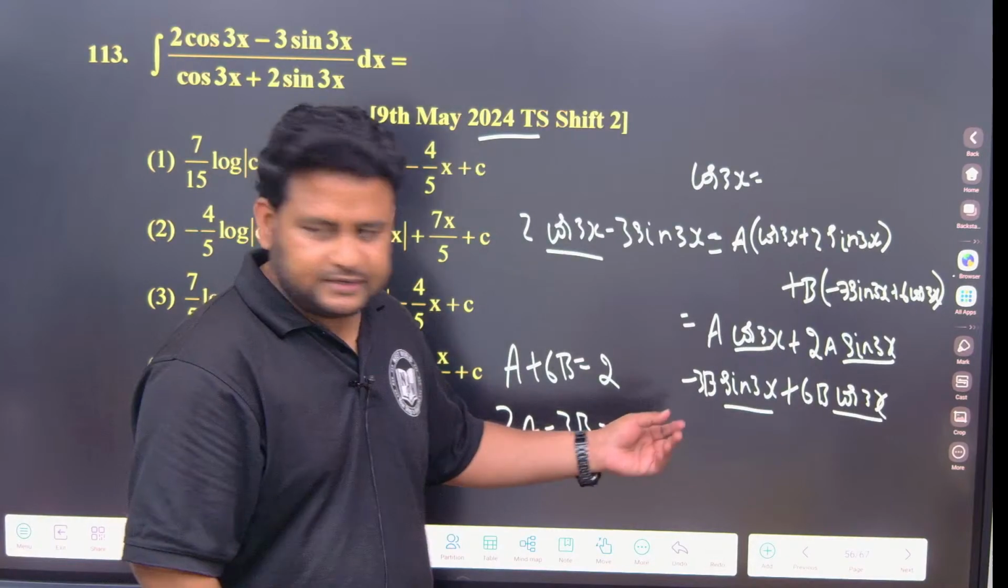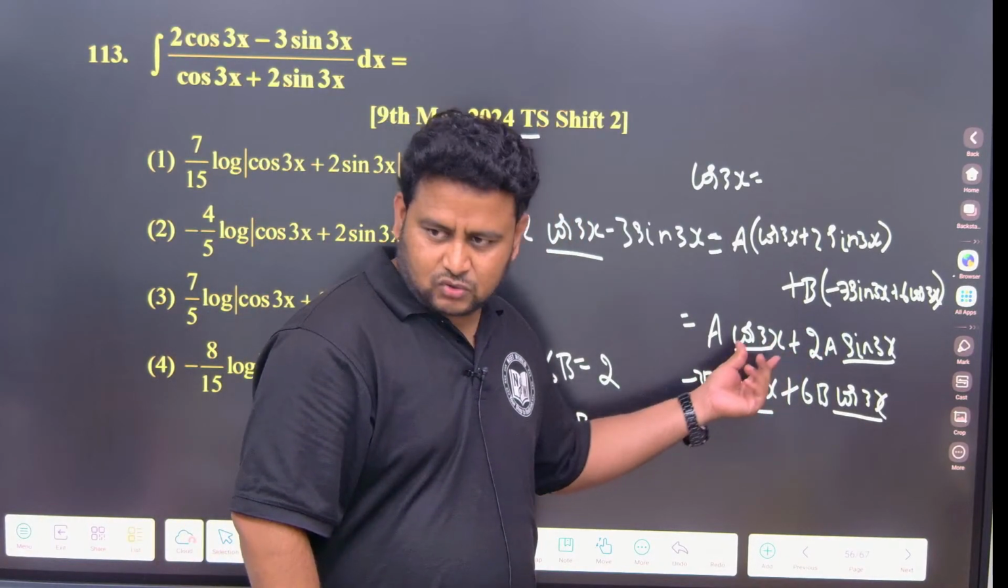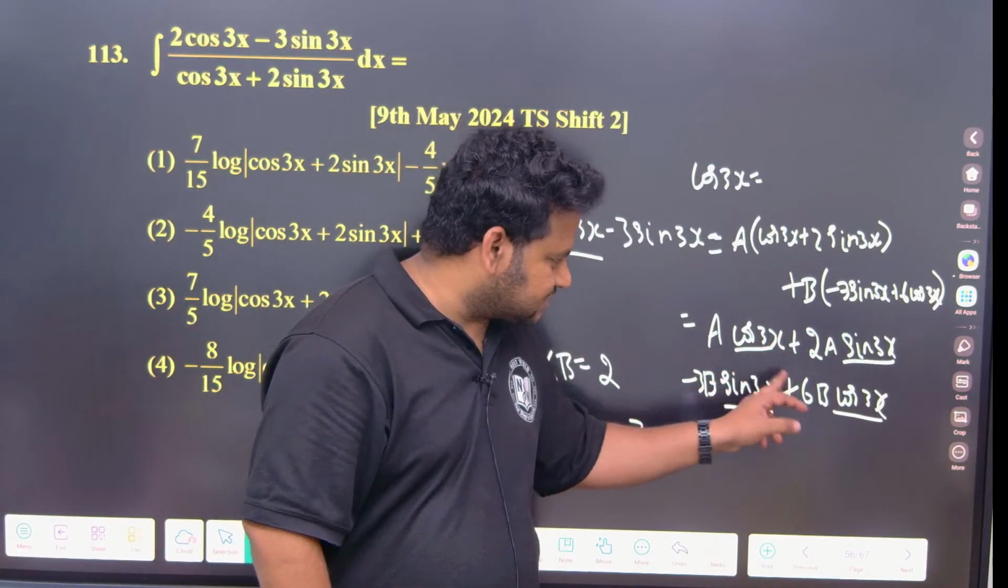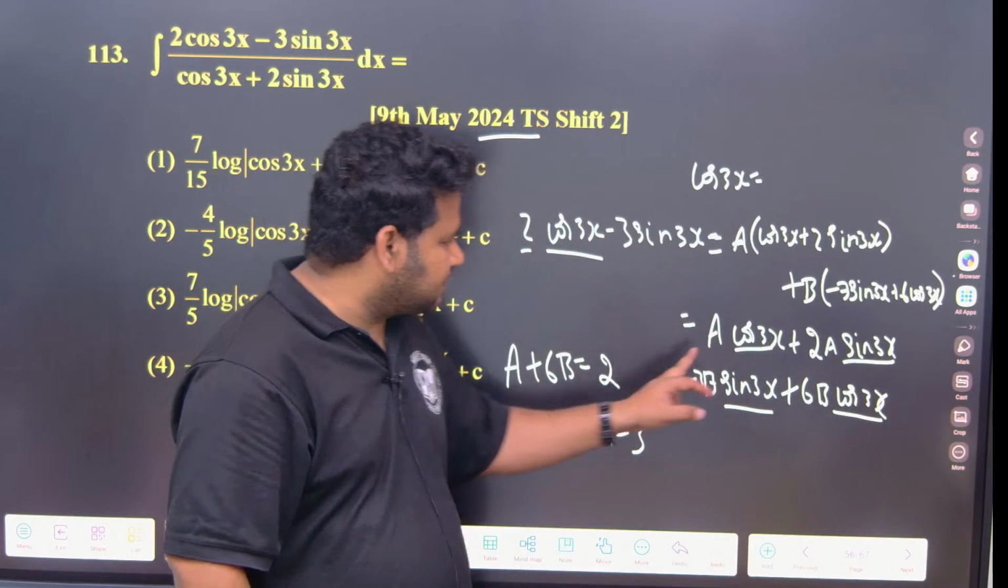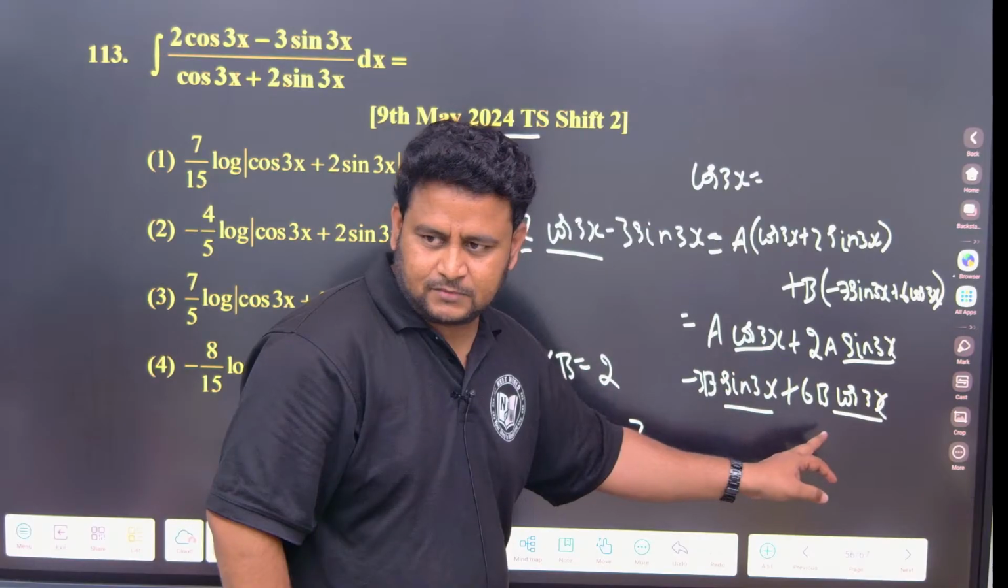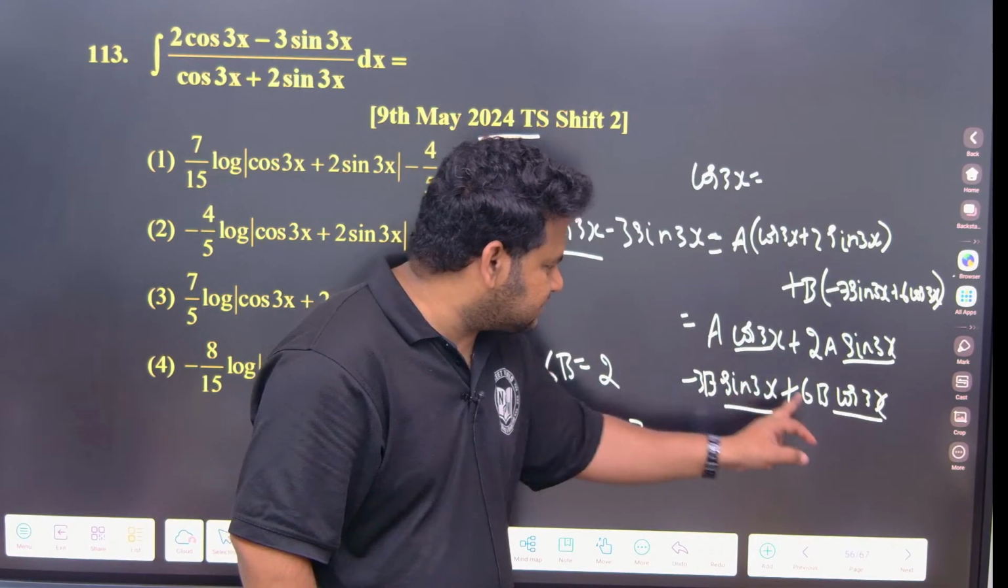Take cos 3x and sin 3x. Cos 3x, Harsha focus here, cos 3x here also. These two will be equal to a plus 6b. Only cos 3x you see. A plus 6b is equal to 2.